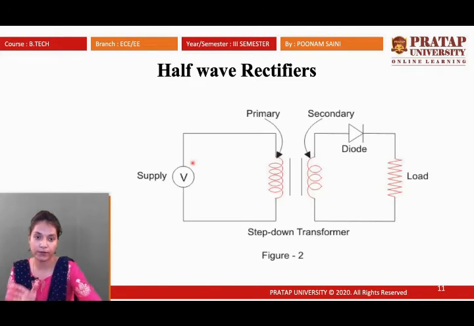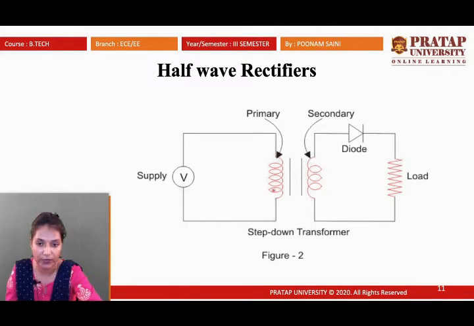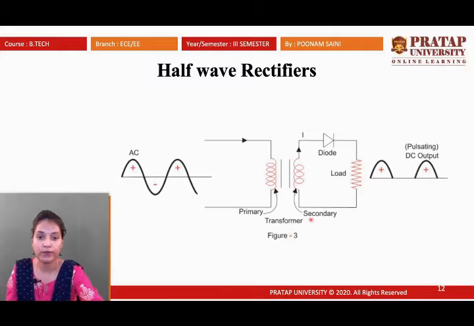So you can see in a half wave rectifier, this is the primary winding of a transformer, this is the secondary winding of the transformer, this is the power supply, this is the diode, and this is the load. This is a step down transformer. When the diode is in the positive half cycle, the positive AC is converted into positive DC. But the negative AC is not going to be converted into negative DC.